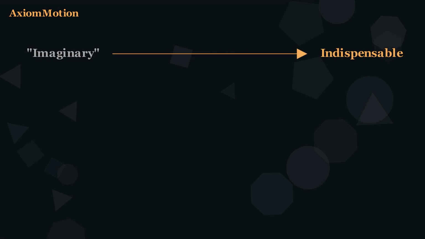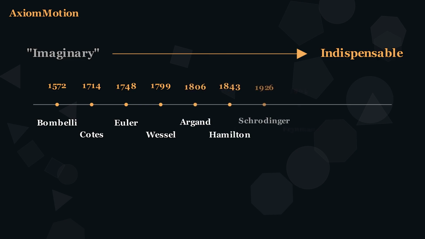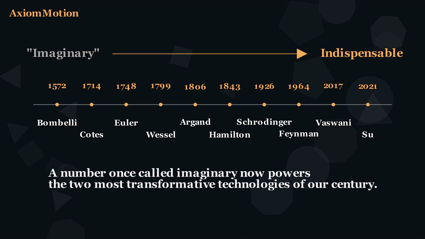From imaginary to indispensable. In 1572, Bombelli wrote down rules for the square root of -1 just to solve cubic equations. His contemporaries called these numbers imaginary, fictional, useless. Euler gave us the formula, Argand gave us the plane, Hamilton gave us quaternions, Schrödinger put i into the fundamental equation of quantum mechanics, Vaswani put sine and cosine into the transformer, Su put rotation into attention. A number once dismissed as imaginary now powers the two most transformative technologies of our century.